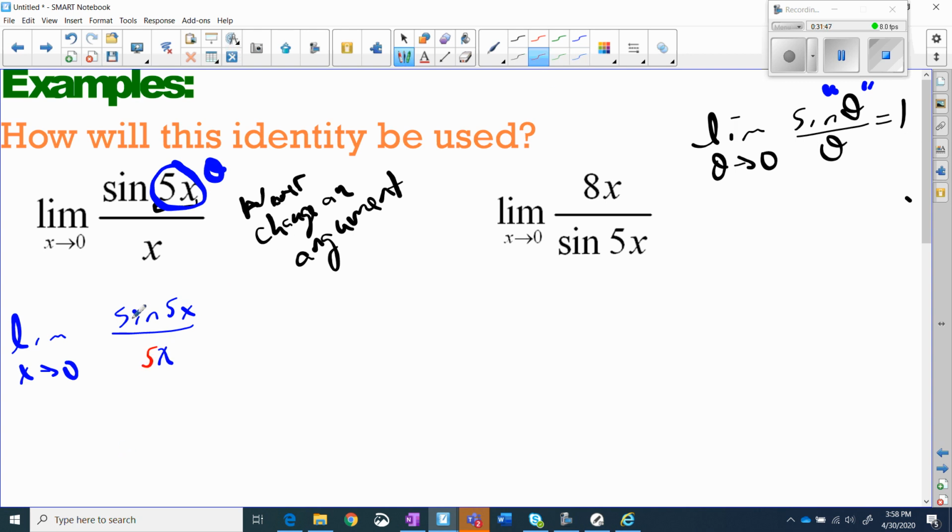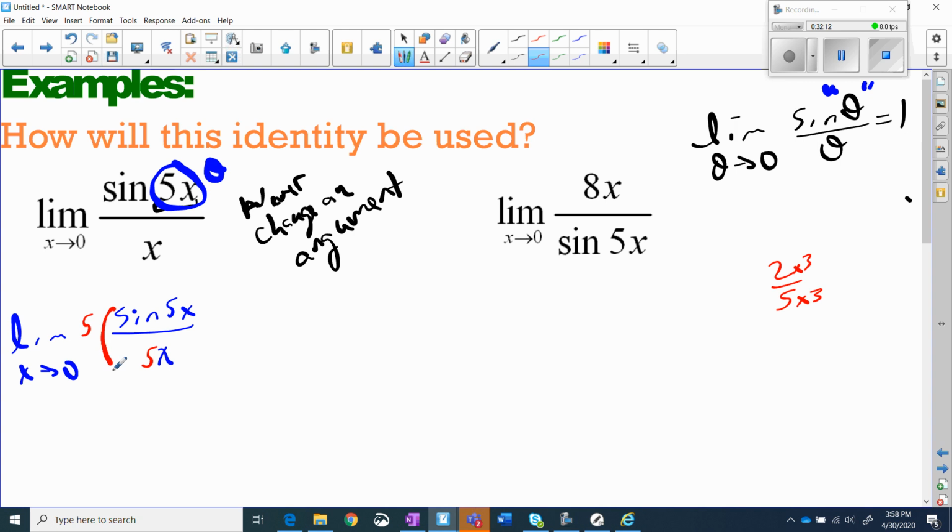It's now sine theta over theta. These are the same. Now, with a fraction, if I had the fraction 2/5 and I'm going to multiply the bottom by 3, you can do that as long as you multiply the numerator by the same thing. You can't multiply just the denominator without touching the numerator.